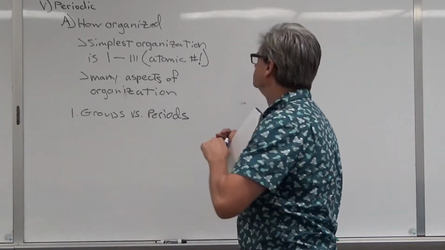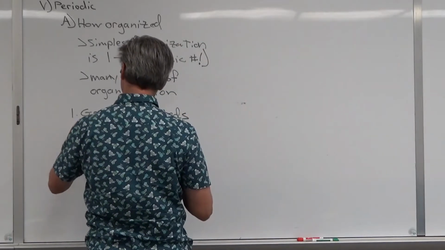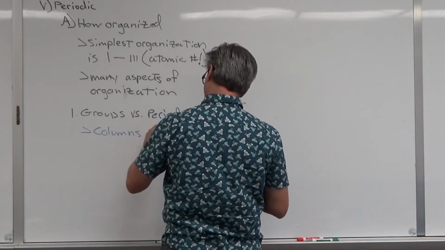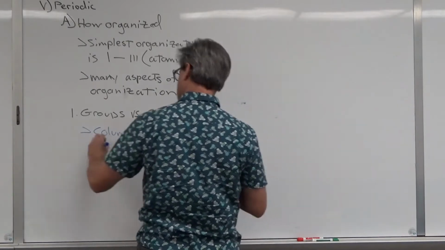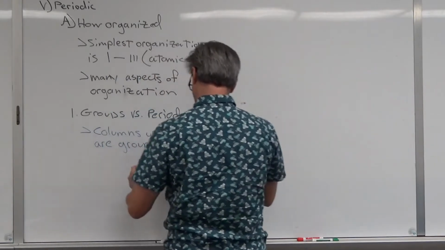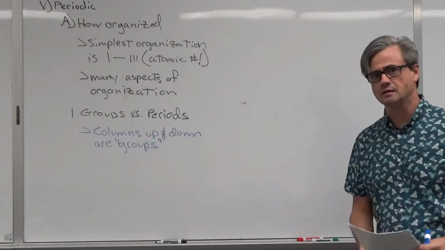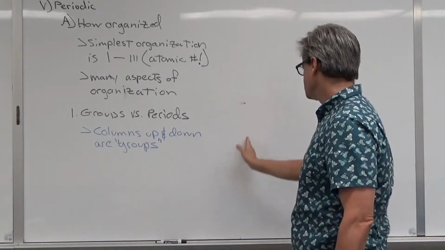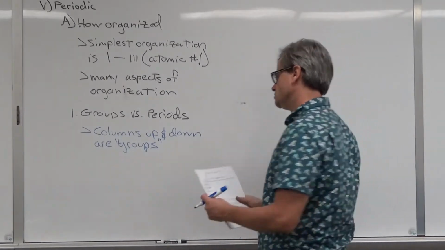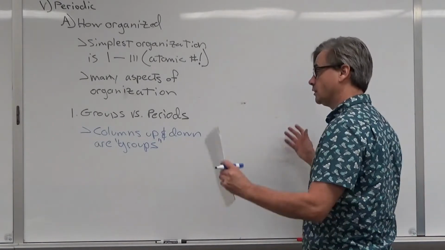Just colored here. The columns up and down are groups. Oh yeah, and an important thing that I didn't talk about is that in general, elements in the same group have similar reactivities, similar physical properties, so forth and so on. Okay. Whereas when you start moving horizontally across a period, it changes very quickly.